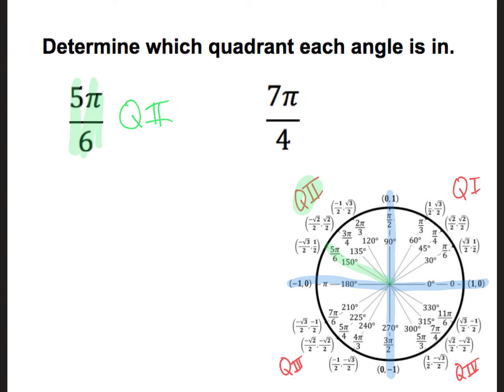My next one is 7 pi over 4. So we're looking for 7 pi over 4, which is right here. Again, I definitely thought that was a highlighter, so we're looking at this line. And that is in quadrant 4. So yeah, not anything too terrible. You're just figuring out where that line is on your circle and what quadrant it falls in.